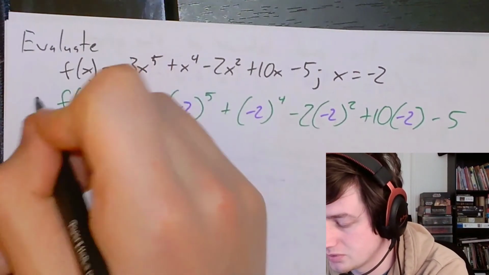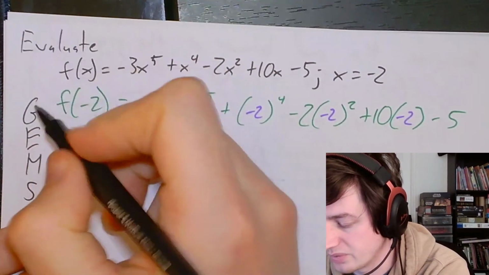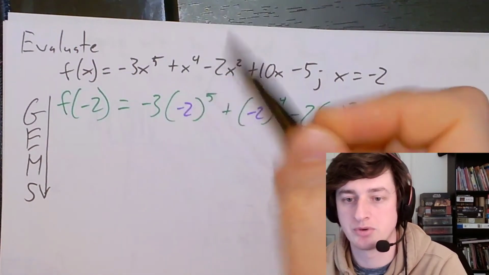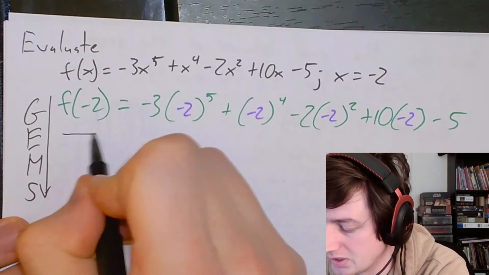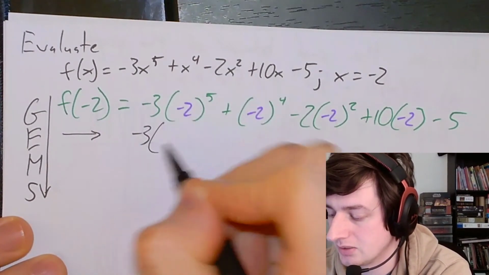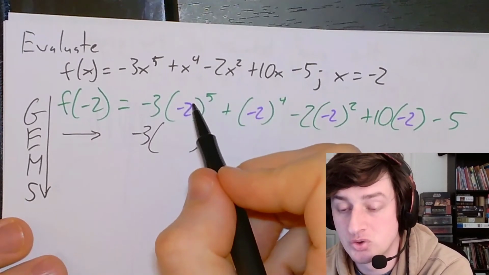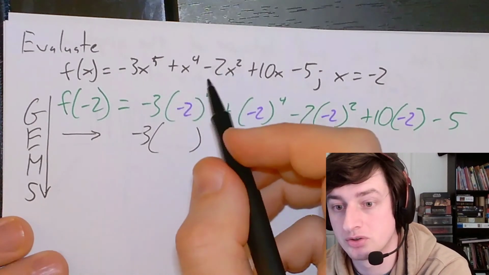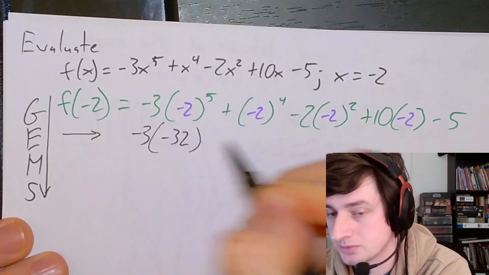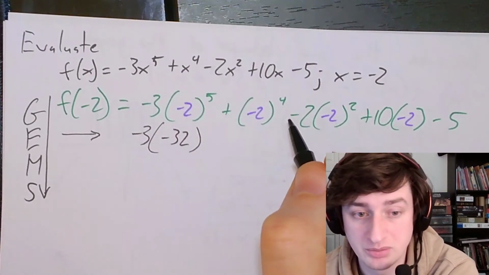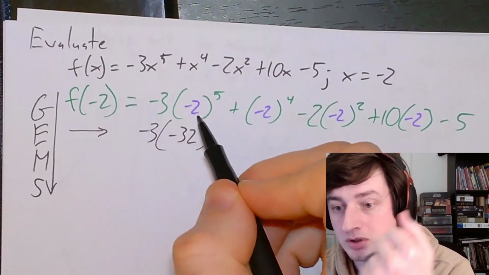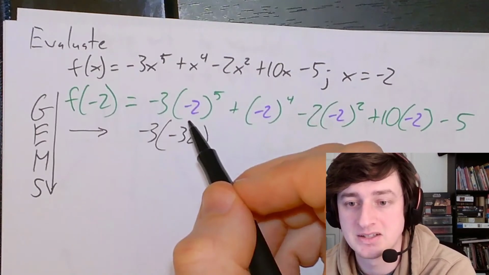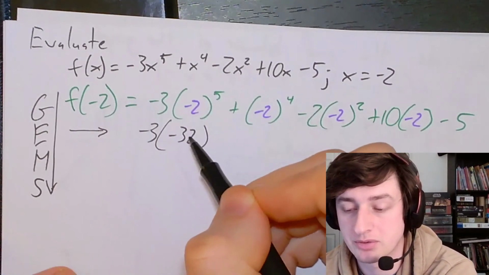So when we do GEMS or PEMDAS, PEMDAS is the same. We're going to do parentheses and exponents first. Grouping symbols and exponents are going to happen first here. And so my exponents are going to become negative 3 times negative 2 to the 5th. 4 times 4 times 2, 16 times 2 is 32, and it's negative. So I very quickly multiplied 2 to the 5th in my head, but we're doing 2 times 2 times 2 times 2 times 2, 5 2's being multiplied. And since there's an odd number, we're going to get a negative number out of it.